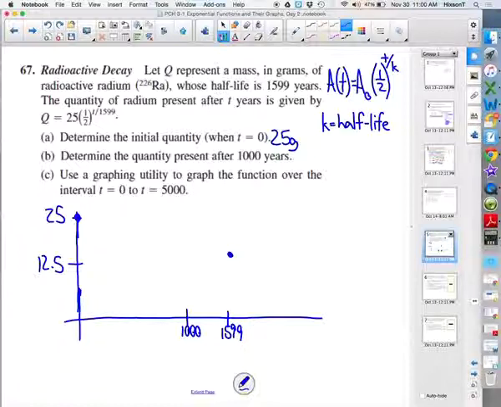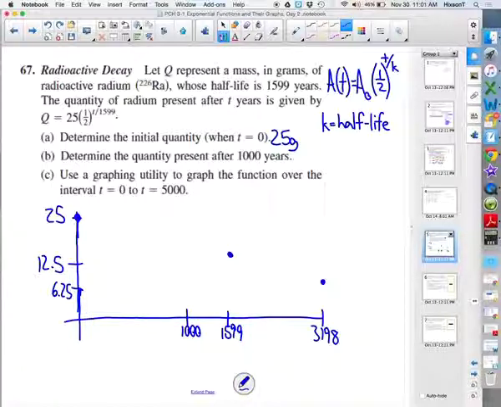Now let's say I went out here to 3,198 years. 2 half-lives. How much will I have left? 6.25. It's not going to be 0. It's not half of what the original was down again. It's half of what I was at. So each time it's cut in half. So there's that point right there. So, what do I know about how much I should have at 1,000? Between 25 and 12.5. Yes, good. It should be between 12.5 and 25.